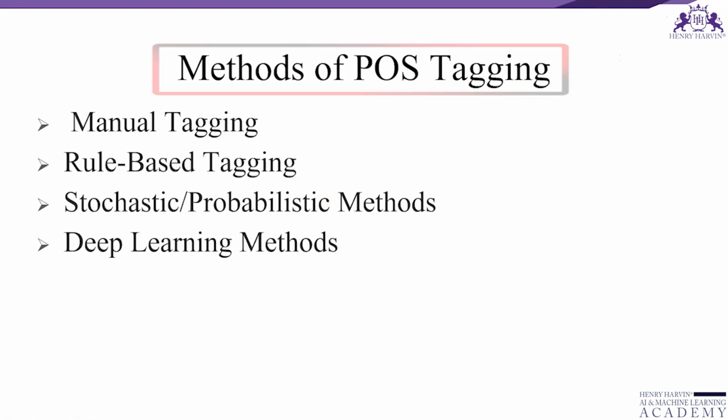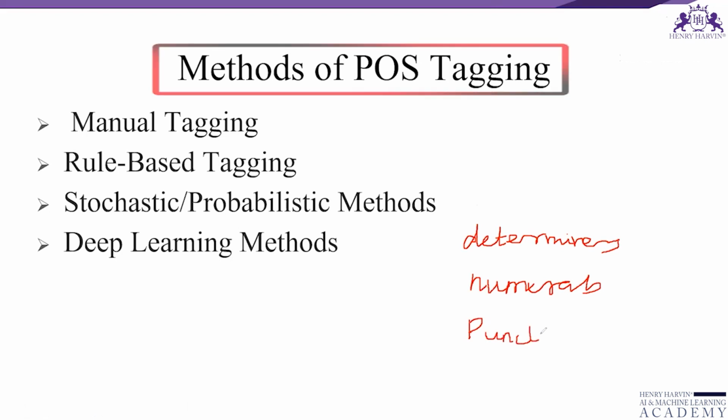Now let us try to understand the methods of POS tagging. Before that, let me tell you, when you consider NLP, it is also common to consider some other classes like determiners, numerals, and then punctuation, right? And there are also some deeper variations of these main classes, like proper nouns, present tense, past tense, all those kinds of things, right?